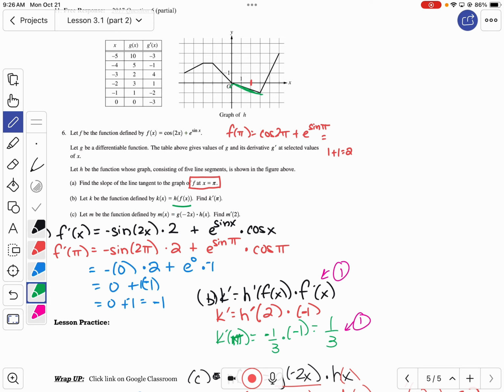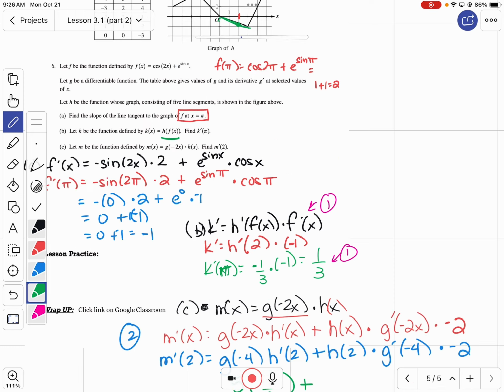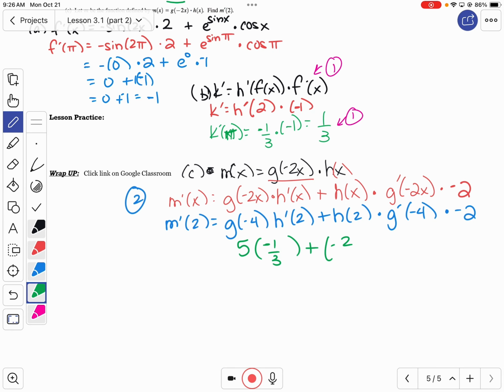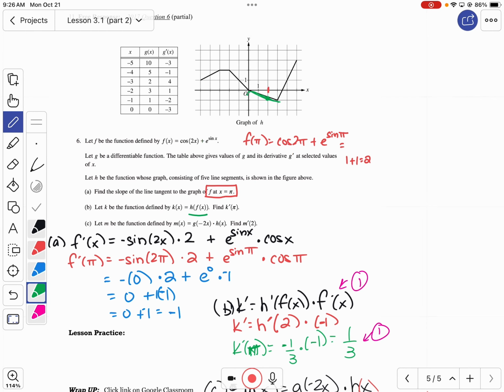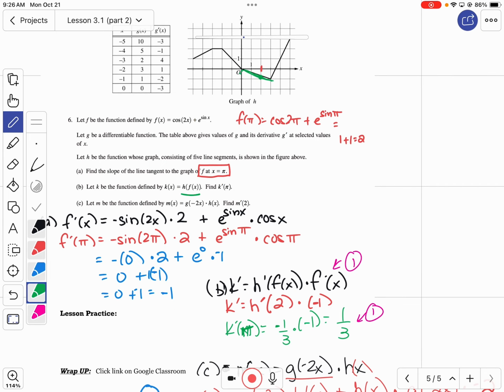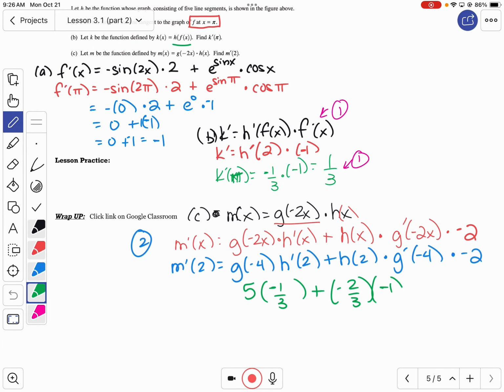What's that going to be? It's -2/3. This is where you have to use the slope. If we think it's going down 1/3 for every 1, so at 1 down 1/3, at 2 down 2/3. So it's a -2/3, and that's tricky right there. G prime at -4, we're going to grab that from the table. So g prime at -4 is -1. And then times -2. So lots of numerical values there.